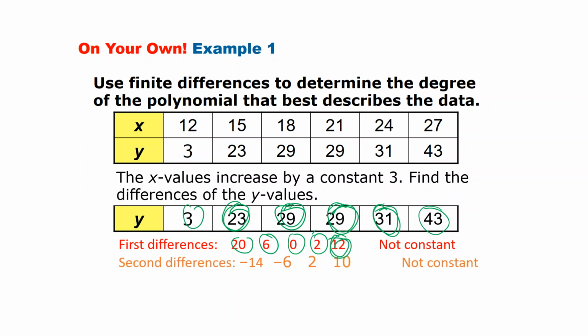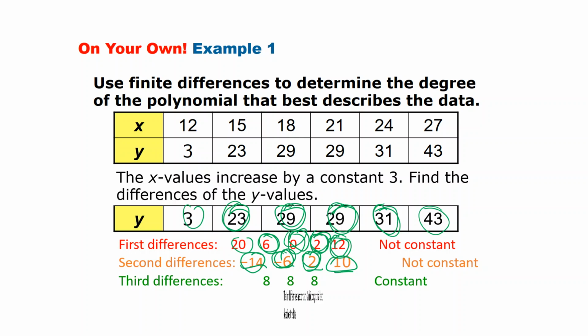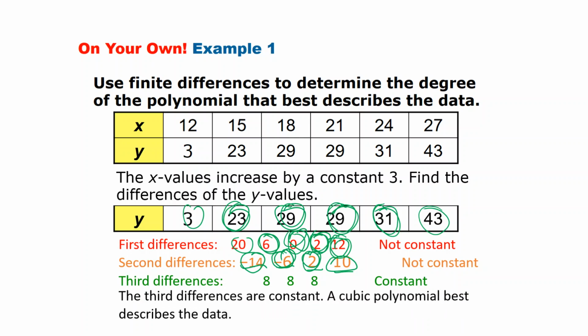This time, 12 minus 2 is 10. 2 minus 0, 2. 0 minus 6 is negative 6, and 6 minus 20 is negative 14. Once again, not constant. All right, the third differences, by the time you do this, 10 minus 2 is 8. 2 minus a negative 6 is also 8. And negative 6 minus negative 14 is 8. So here we see at the third difference a constant of 8. And so the third differences are constant. So a cubic polynomial best describes this data.